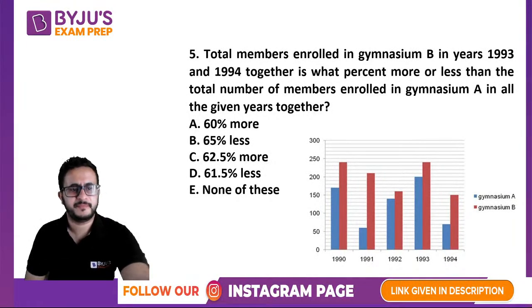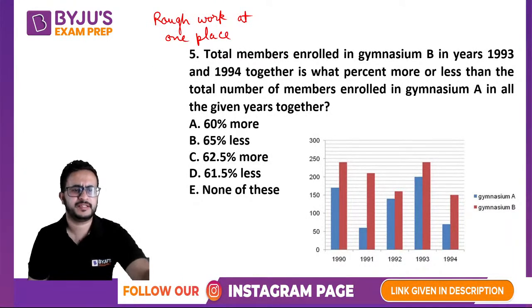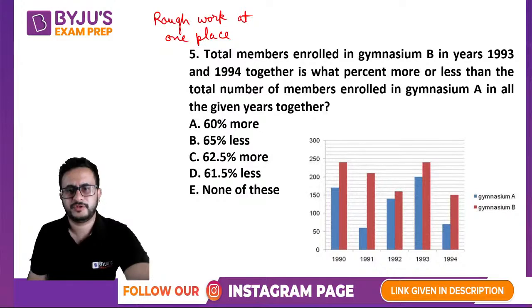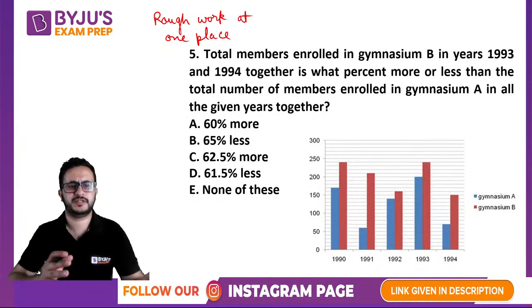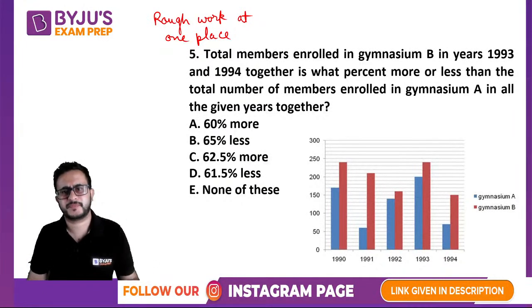So one thing, remember that whenever you do DI sets, do rough work at one place. Why I'm saying this is, sometimes you solve 2-3 questions, you do not solve all 5 questions. You solve 3 questions and you start doing something else. Now when you return to the set, there will be some question in which information has been calculated in the previous question.